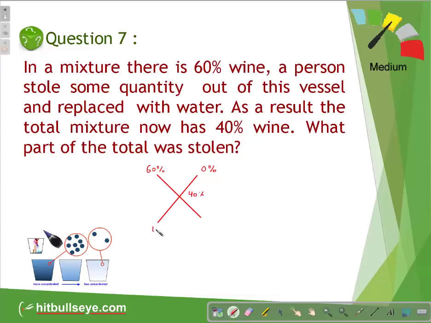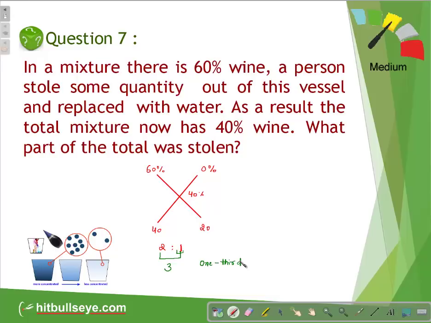So you take up the difference, 40, 20. The ratio happens to be 2:1. Now students, even in this case, one portion which is stolen and replaced is a part of the total, which is again 3 parts. So that means again the answer is that 1/3 of the total has been stolen and replaced.